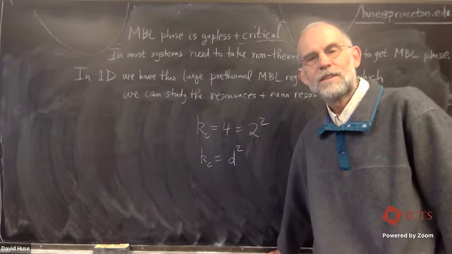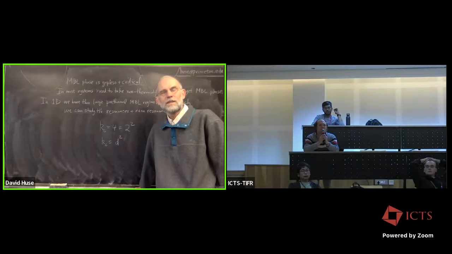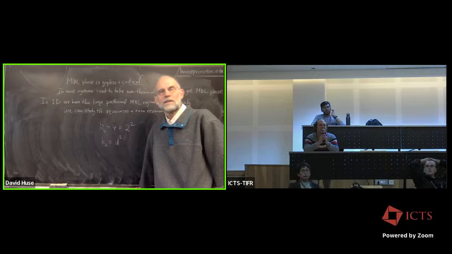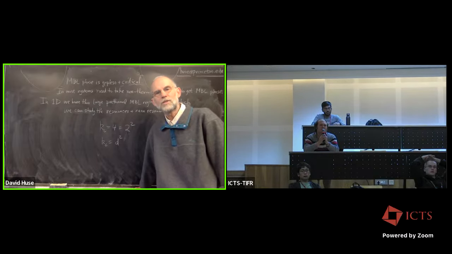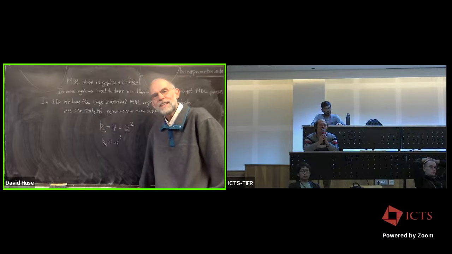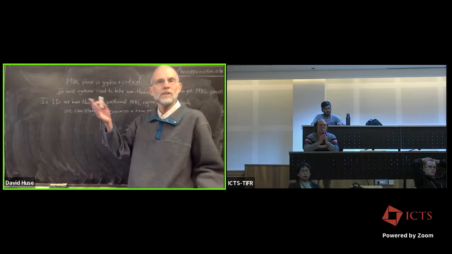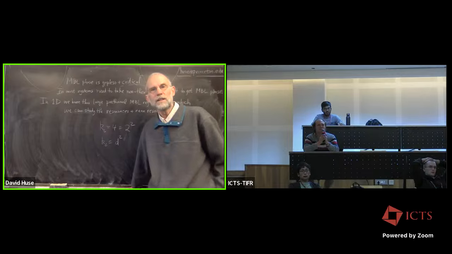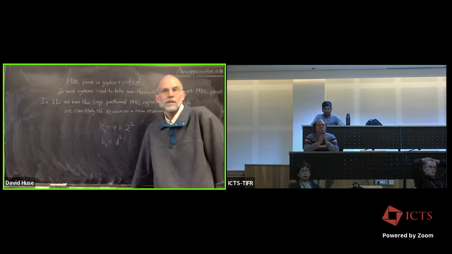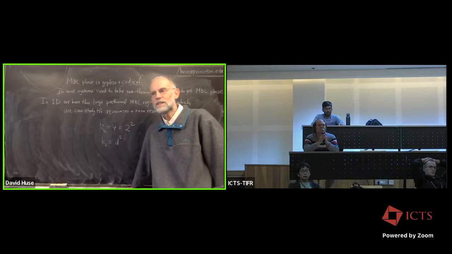Right. So it seems that if you increase the number of legs in the ladder, then the MBL transition would move to an even smaller J. Oh, absolutely. In 2 dimensions, the MBL transition is not there in the thermodynamic limit. So as you make it more two-dimensional, the MBL phase will shrink. That's what you expect, and that's what undoubtedly happens. People have certainly seen this.